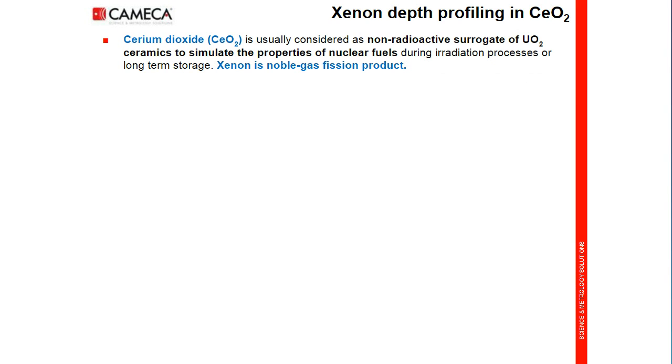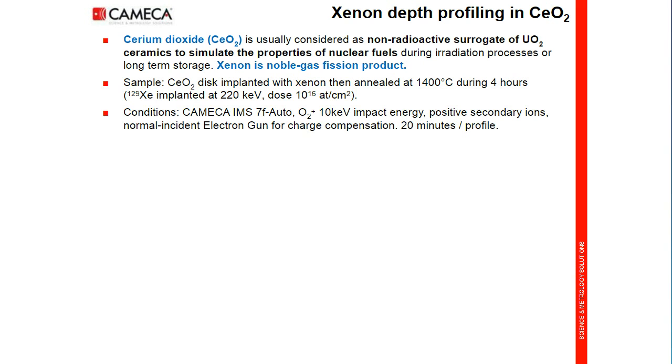The formation of bubbles induces swelling of the pellet, which increases the stress on the inner part of the cladding, potentially creating safety issues. Cerium dioxide is usually considered as a non-radioactive surrogate of UO2 ceramics, to simulate the properties of nuclear fuels during irradiation processes or long-term storage. A CeO2 disk was implanted with xenon-129 ions and then annealed.